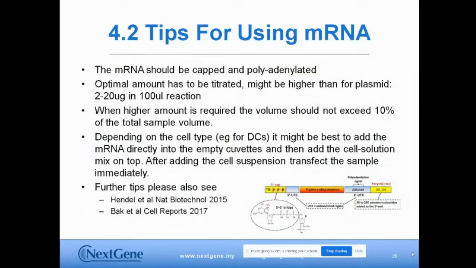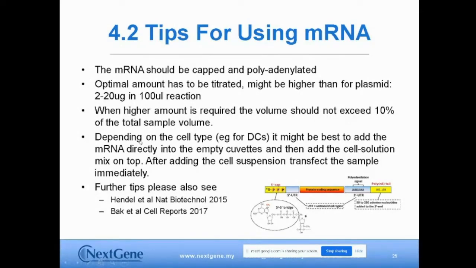So the mRNA should be capped and polyadenylated, and the optimal amount has to be titrated. It might be higher than for plasmid, so it might require 2 to 20 microgram in 100 microliter reaction. However, even though a high amount is required, the volume should not exceed 10% of the total sample volume.